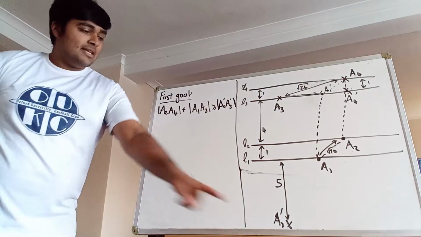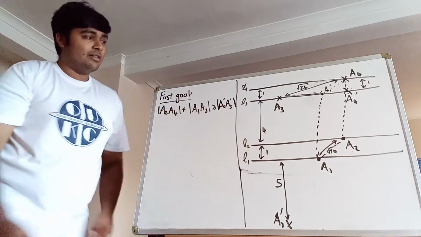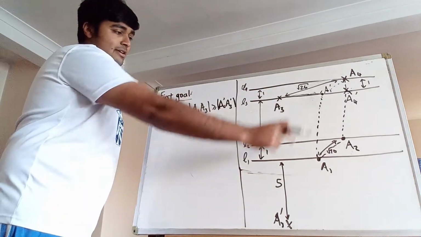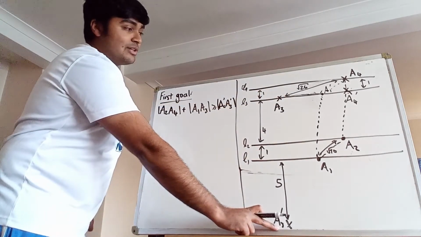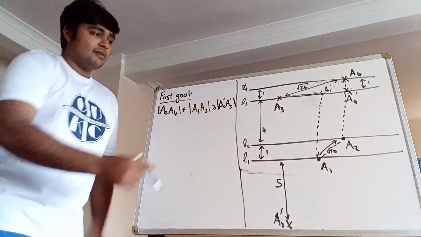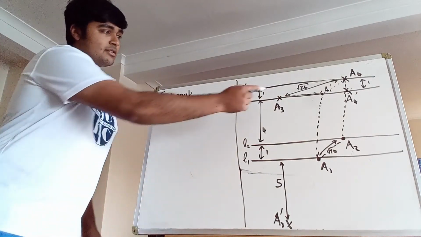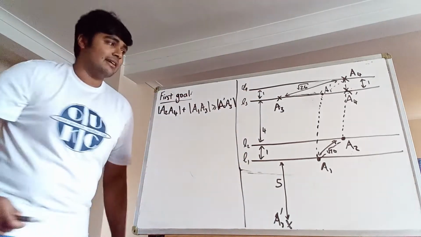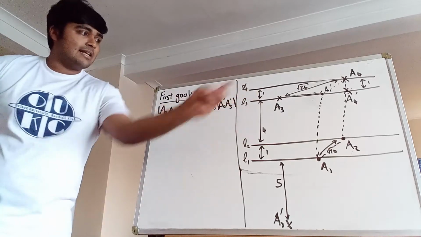What's A3 prime? Well, that's all the way down here. It's simply the reflection of A3 in line L1. So if I look at the x-coordinate of A3, this guy here has the same x-coordinate, but its y-coordinate is 10 less. Because remember, the distance between L1 and L3 is 1 plus 4, so 5. So if I reflect this in line L1, it's going to have a y-coordinate which is 10 less. Cool. So that's A3 prime.